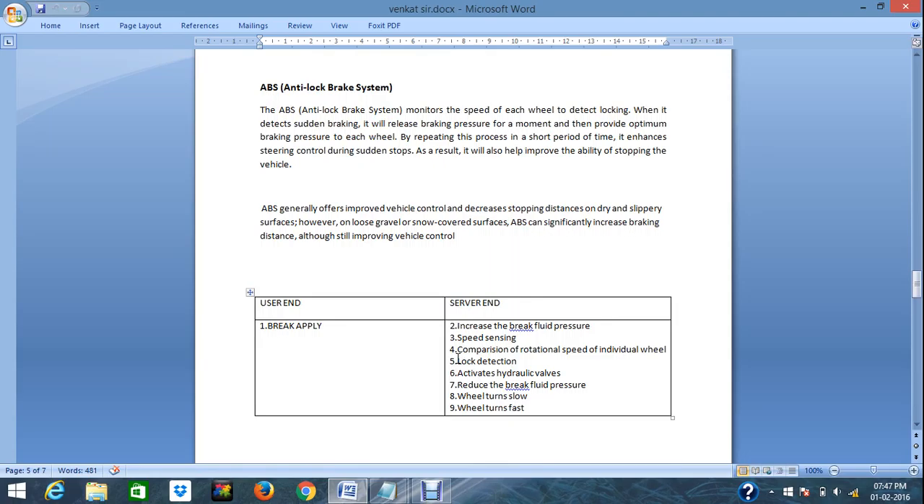Next is ABS, the anti-lock brake system. When the driver applies the brake, at times there is a chance for the wheel to get locked. If the wheel gets locked, then the driver totally loses control of the automobile and the chance of an accident occurs. So in order to avoid that, there's a technology called ABS, the anti-lock brake system.